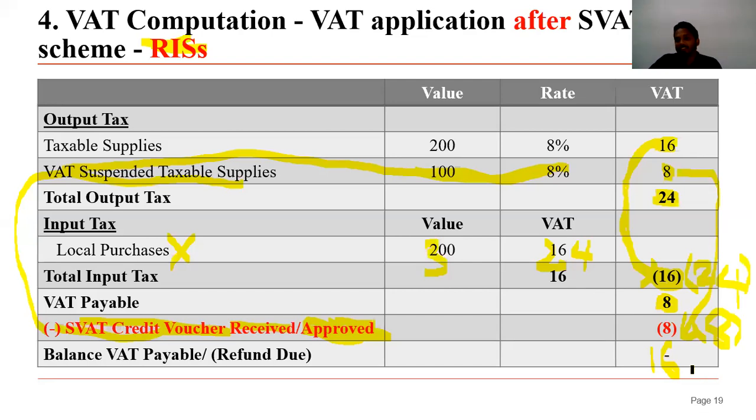Then you will end up with a refund. How much is the refund? 8 million. You will end up with a refund of 8 million. Hope you understood. Okay.